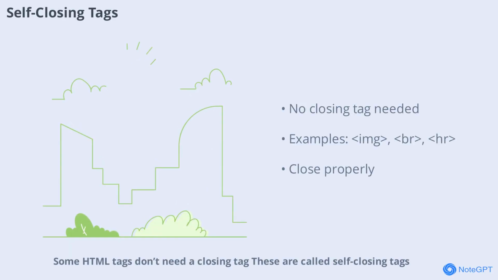Some HTML tags don't need a closing tag. These are called self-closing tags, like img, br, and hr. They're used for elements that don't have any content inside. Always remember to close them properly to avoid errors.